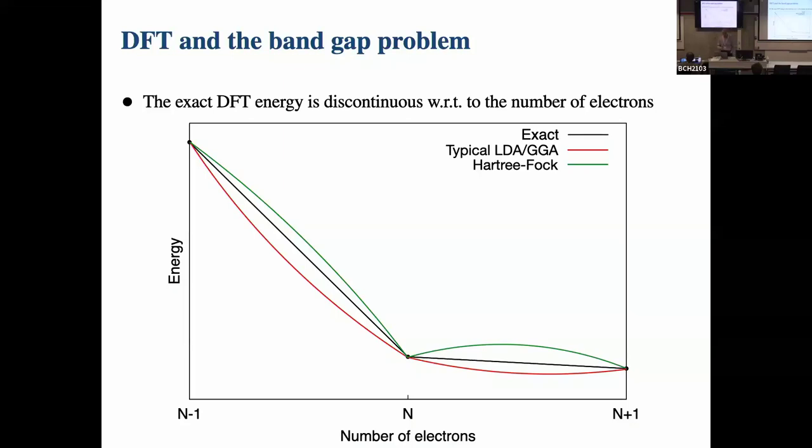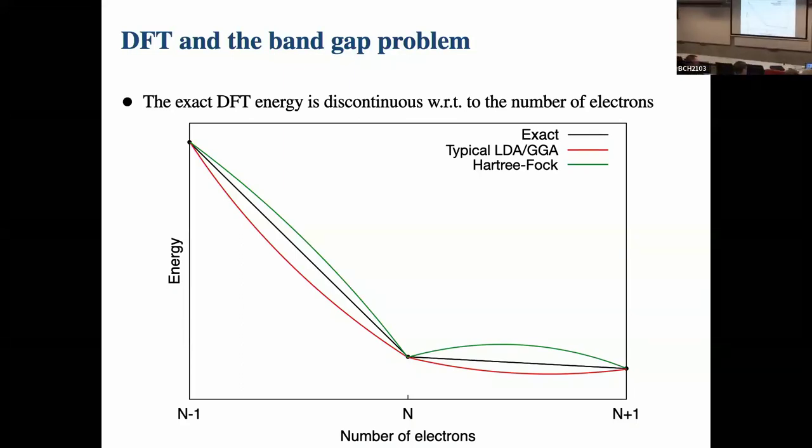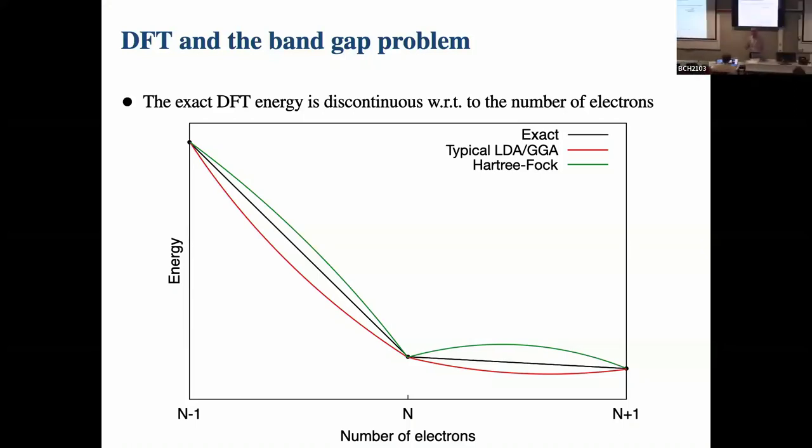And as a result, this is why when you do a mix of the two, when you do some hybrid, you get something which is closer to the linear. And as Valerio was pointing out, there is a branch of the research in our field that's trying to get Koopmans-compliant wave function, exchange correlation functional, that respect this piecewise linearity of the energy, okay?